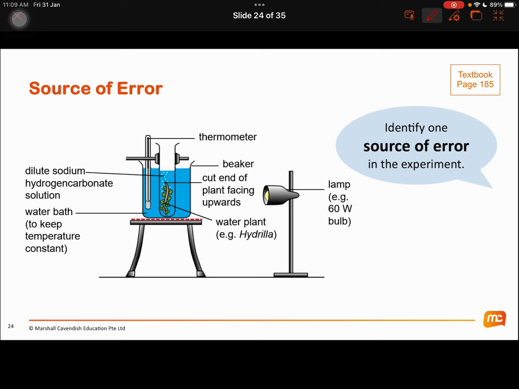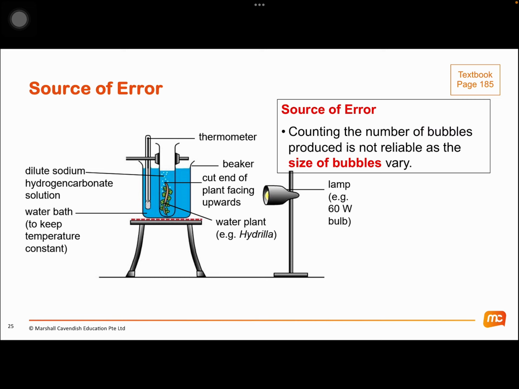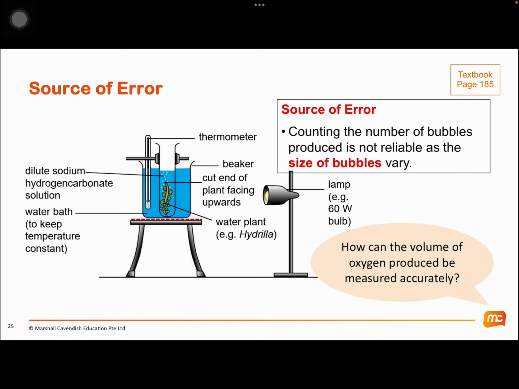So let's go back to review the source of error, which I've already gone through at the start of this lesson. And we were going to discuss how we can improve the experimental setup. As mentioned in the first part of the video, counting the number of bubbles produced is not reliable as the size of the bubble varies. Some can be bigger than the others, and this does not give us good data to use to measure the rate of photosynthesis.